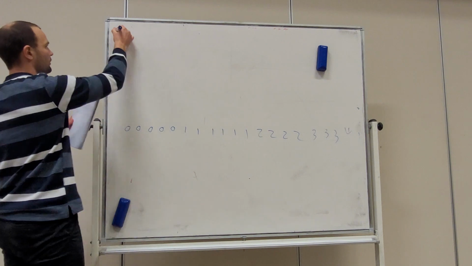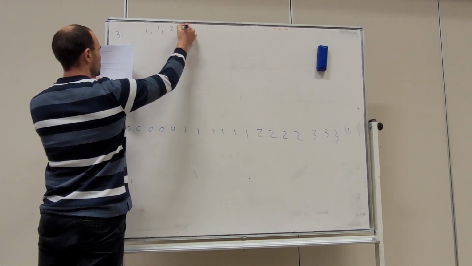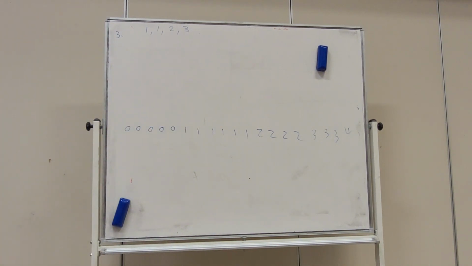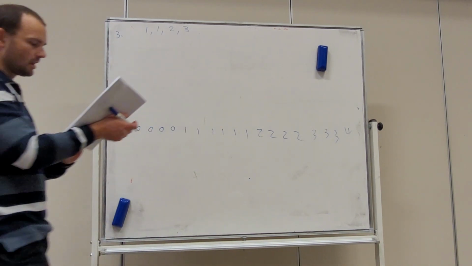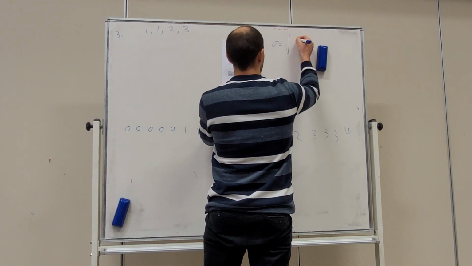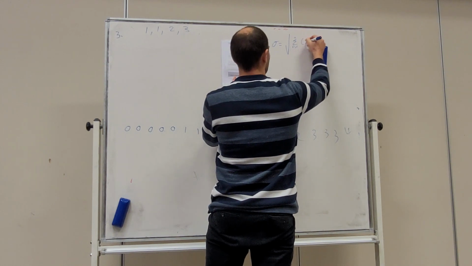So we've got question 3. Consider the data set 1, 1, 2, 3. All right, so we've only got 4 pieces of data, and we're going to calculate the standard deviation, and we're going to use this formula. Look at this complex looking formula.